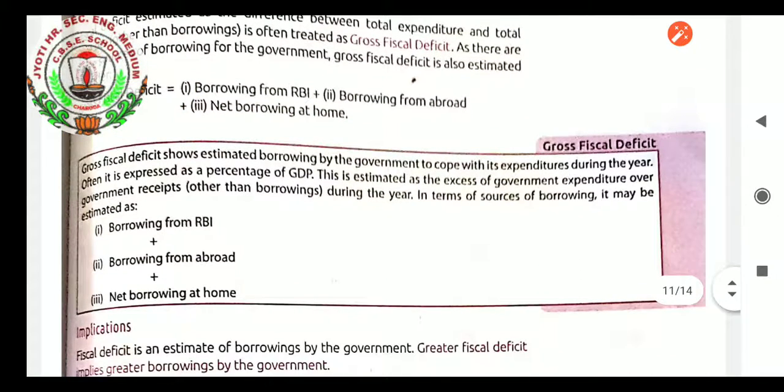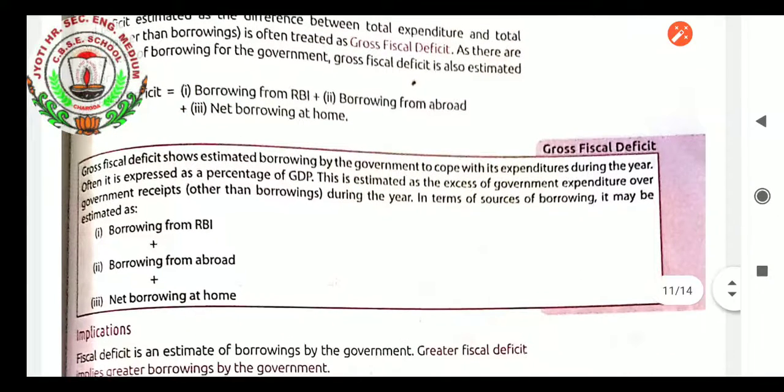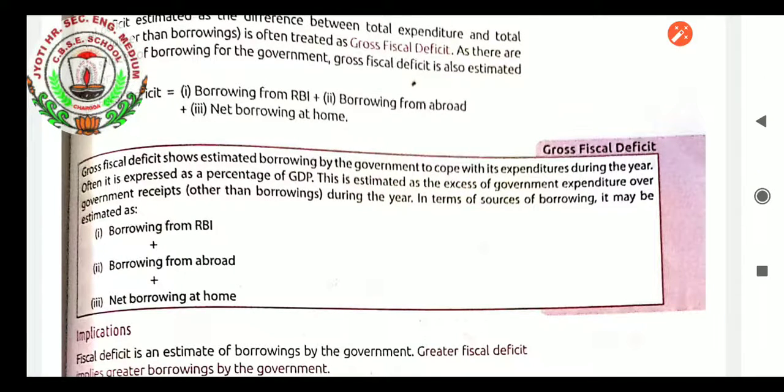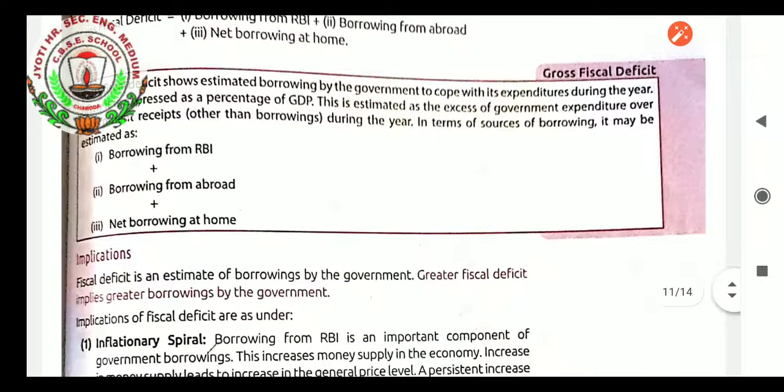Gross fiscal deficit shows estimated borrowing by the government to cope with its expenditure during the year. Often it is expressed as a percentage of gross domestic product. This is estimated as the excess of government expenditure over government receipts other than borrowings during the year. In terms of sources of borrowing, it may be estimated as borrowing from Reserve Bank of India plus borrowings from abroad plus net borrowings at home. You remember this formula for gross fiscal deficit.